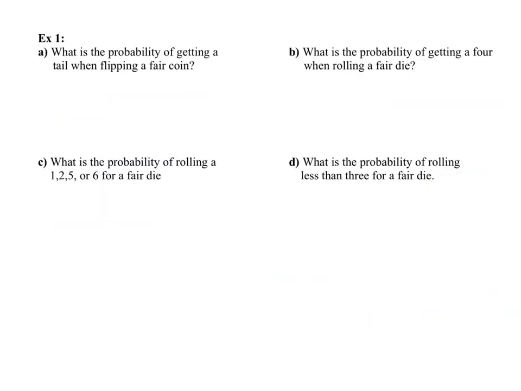All right, example 1. What is the probability of getting a tail when flipping a fair coin? How many tails can you get when flipping 1 coin? There's 1 possible outcome, out of how many total outcomes? 2. Done. What is the probability of getting a 4 when rolling a fair die? How many 4s are there on a fair die? There's 1. How many possible outcomes are there? There's 6. So 1/6.